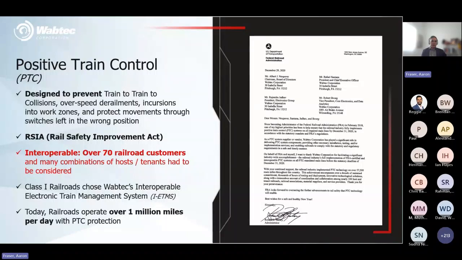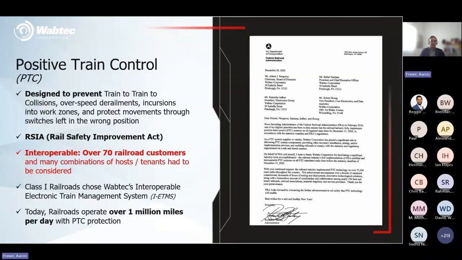Wabtec's Interoperable Electronic Train Management System, or IETMS, which I'll be referring to as Wabtec's PTC from now on through this presentation for the most part anyway, was chosen collectively by the Class 1 railroads as the PTC solution for the US national freight network.